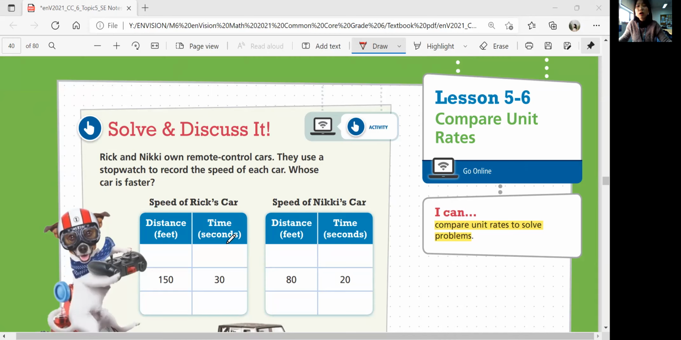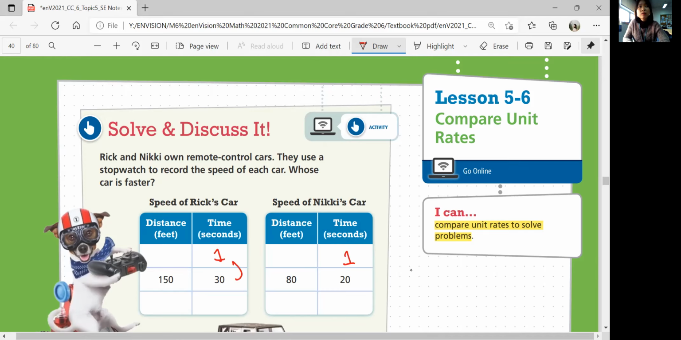Speed of Rick's car, we know that it's gonna go 150 feet in 30 seconds, and the speed of Nikki's car will go 80 feet in 20 seconds. So we want to find a unit rate so that we can compare them easily. How much distance do they cover in 1 second is going to be our unit rate.